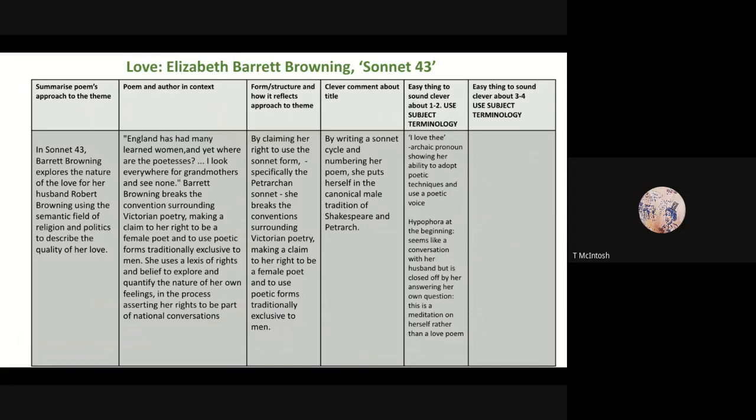Form and structure. Again, this one's fascinating because by claiming her right to use the sonnet form, specifically the Petrarchan sonnet, you don't need to know that, but if you want, you can.